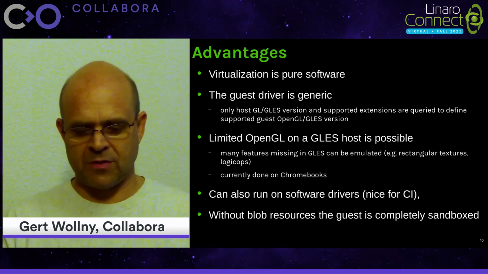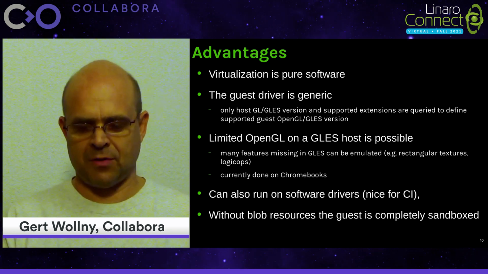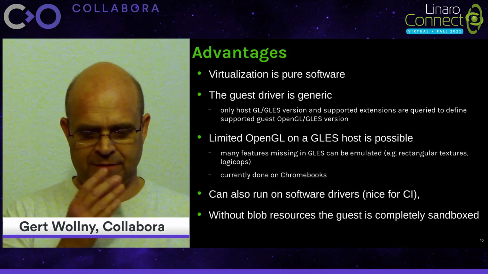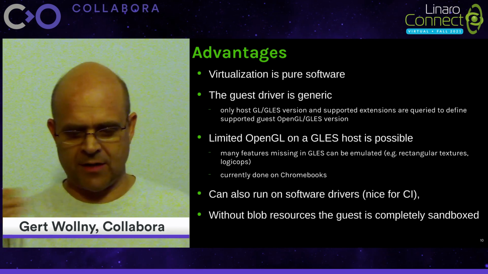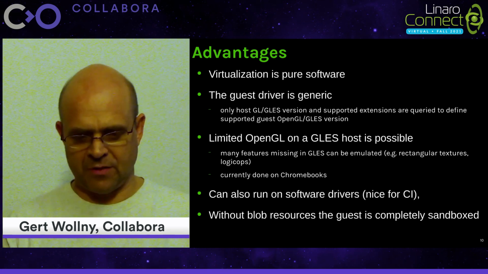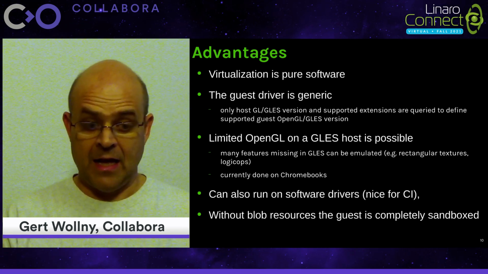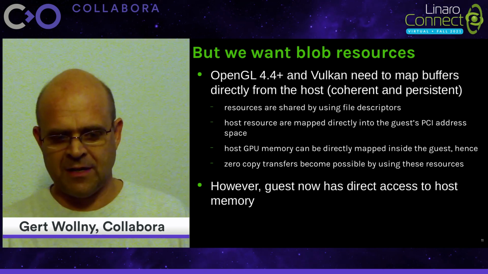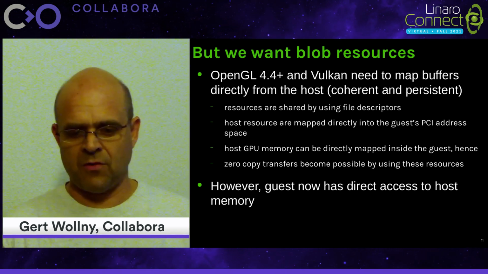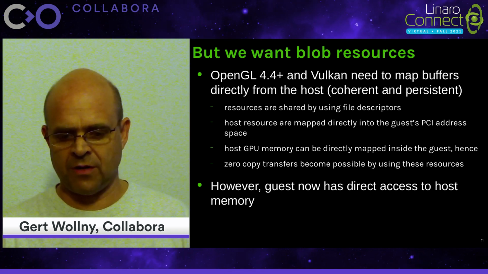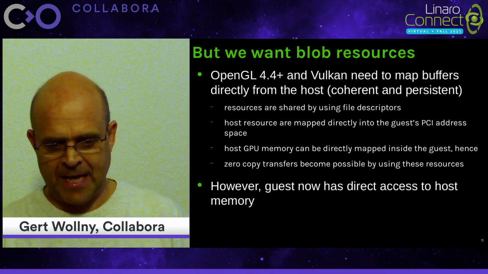And finally, without blob resources, the guest is completely sandboxed. So no copying of guest data directly to host memory or reading from the host memory to guest is possible. The thing is, of course, we really want blob resources because we want OpenGL 4.4 and more, and we want Vulkan, and these need to map buffers directly from the host in a coherent and persistent way.